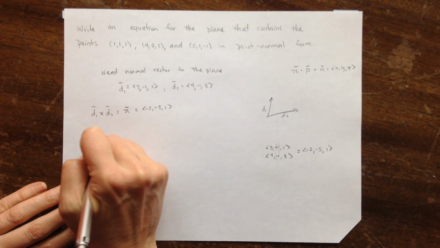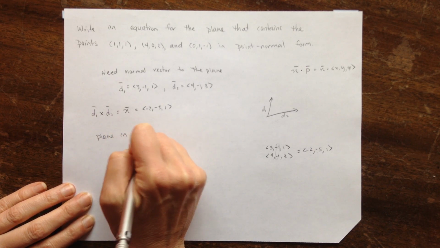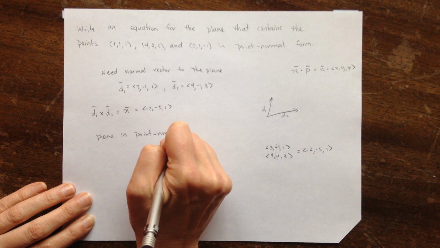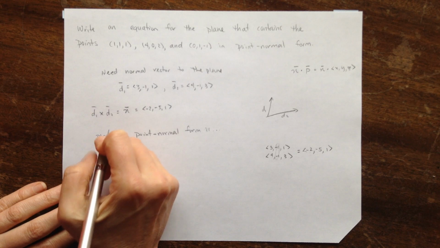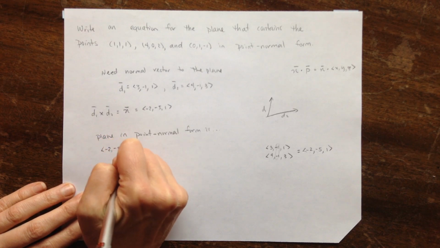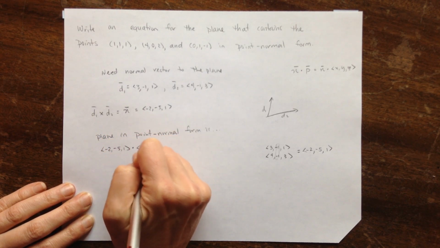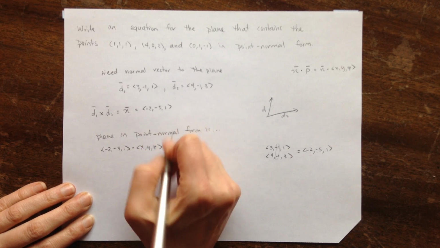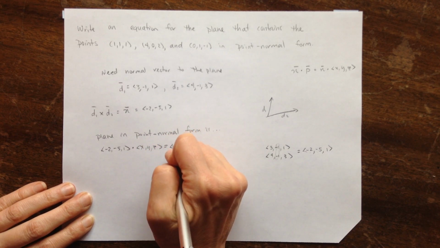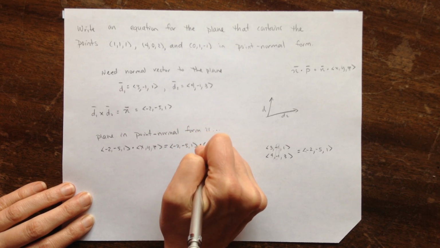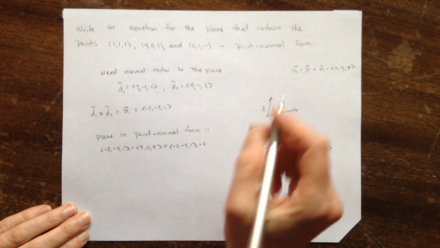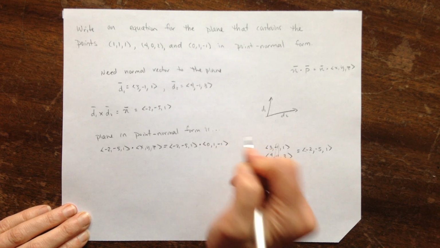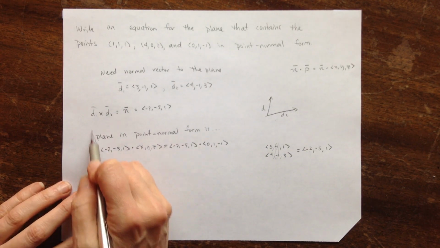And so the plane in point normal form is, drum roll please, you're going to get the normal vector, negative 2, negative 5, 1, dotted with x, y, z is equal to, you take the normal vector, negative 2, negative 5, 1, and you dot it with a vector that's made out of any of the points that you want to. I'm going to use this one just because it's got the nicest numbers in it. And so here's the plane in point normal form.